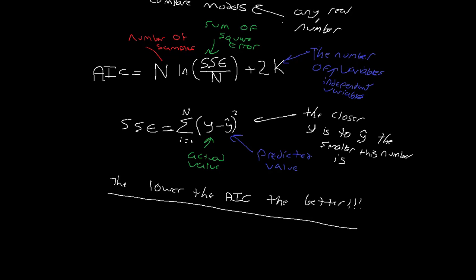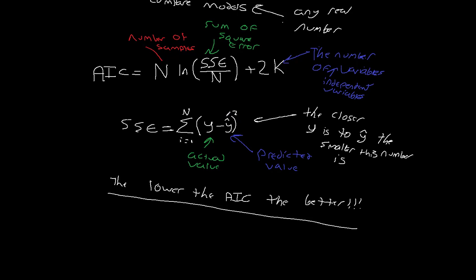Now, the reason I said it's unbounded and can be any real number is because it depends on the range of values for your y. This sum of square error could be any number. If y goes from 0 to 1, it's going to be pretty small. If y goes from 1,000,000 to 0, this number could be really, really big. The number of samples you have changes this number, and the number of variables you have also changes it. So any real number, because you can have different numbers of samples, different numbers of variables, and the range of your dependent variable impacts what range would make sense for the sum of square error.